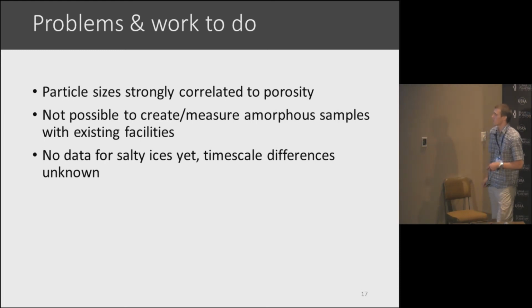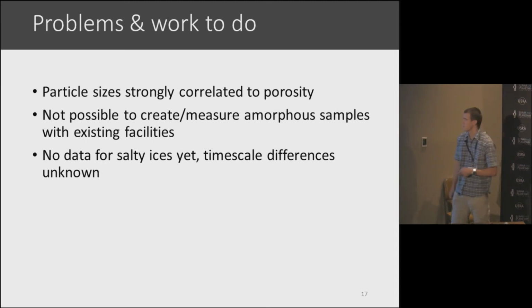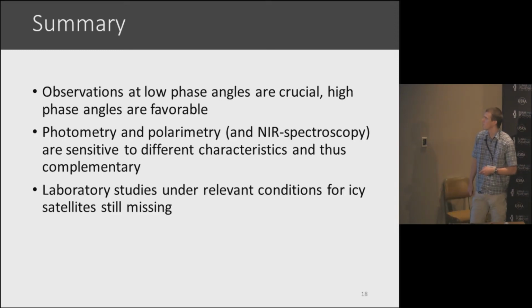Our particles are strongly correlated to porosity. So the smaller particles we create, the more porous the samples are, because the surface sticking forces are so high on these small particles. And we are not able to produce and measure amorphous ices in these facilities because the temperature is just too warm. We don't have any data yet for salty ices. We assumed that maybe the timescales of this sintering effect could change a bit, but it's still unknown.